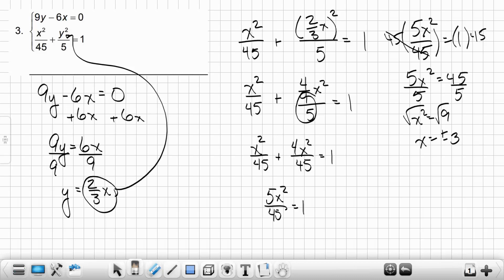Okay, we've got our 2 x values, positive 3 and negative 3. We're going to substitute those back into over here, and we're going to get our y values. Replace. So plugging in x, we have y equals 2/3 times 3, and y equals 2/3 times -3. Those cancel. Y equals 2. Those cancel. Y equals -2. So this crossed at 3, 2.